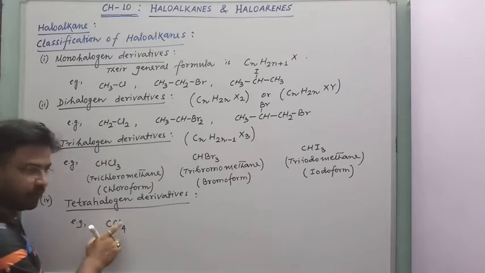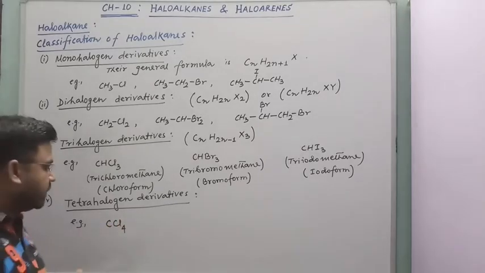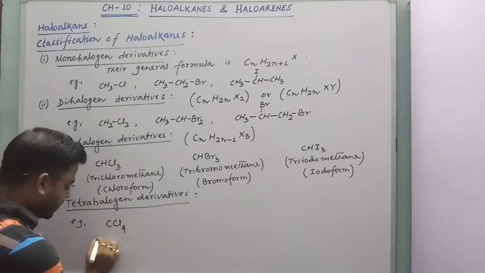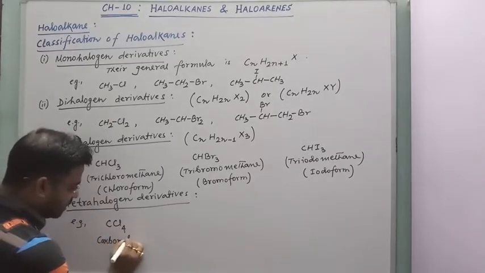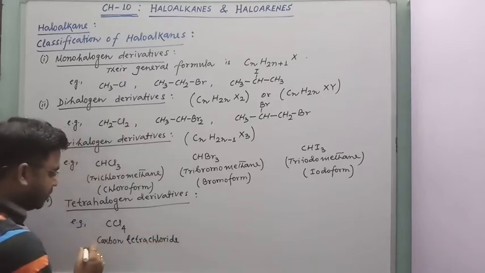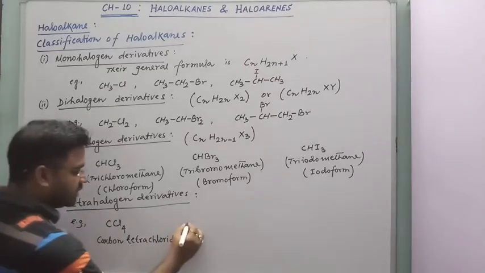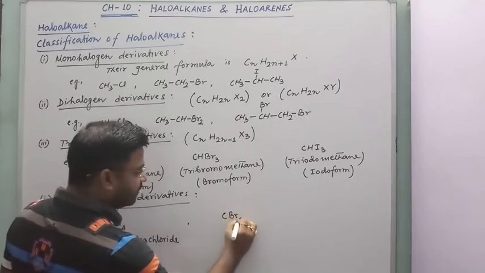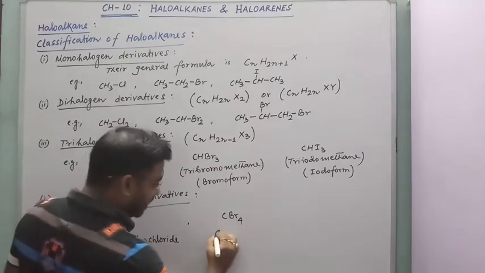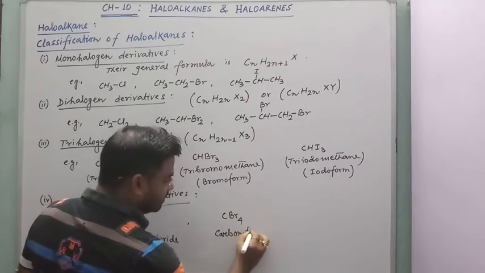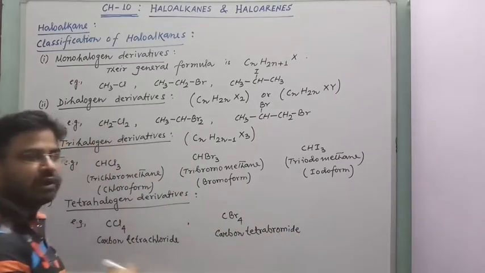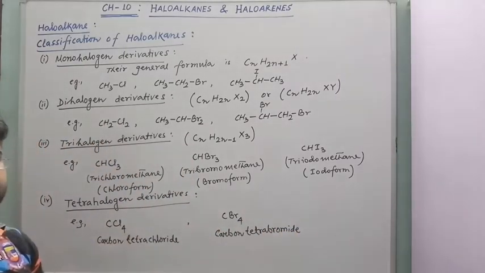CH4, methane, all 4 hydrogen atoms are replaced by 4 chlorine. So CCl4, tetrachloromethane, or common name carbon tetrachloride. So carbon tetrachloride is the common name, IUPAC name tetrachloromethane. Another example, CBr4. All the 4 hydrogen atoms of methane are replaced by 4 bromine. So it is carbon tetrabromide. So carbon tetrachloride, carbon tetrabromide, carbon tetraiodide, these are examples of tetrahalogen derivatives.